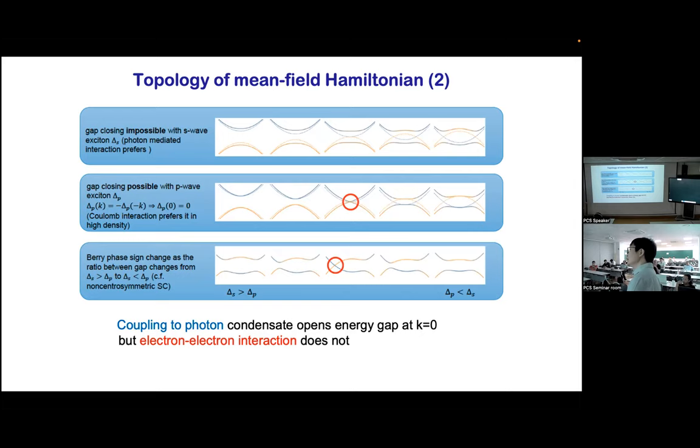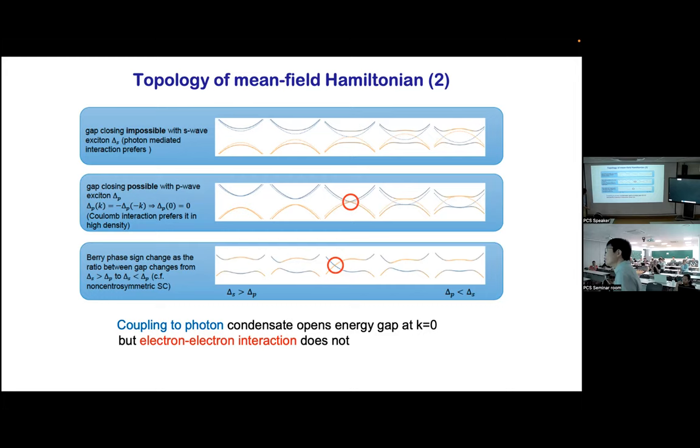Basically, if we just look at the S-wave exciton, going from the original band, the mean field Hamiltonian is never going to close the energy gap at all. So basically what this means is that this is trivial, in the sense that it's not changing the Berry phase at all from the non-interacting Hamiltonian.